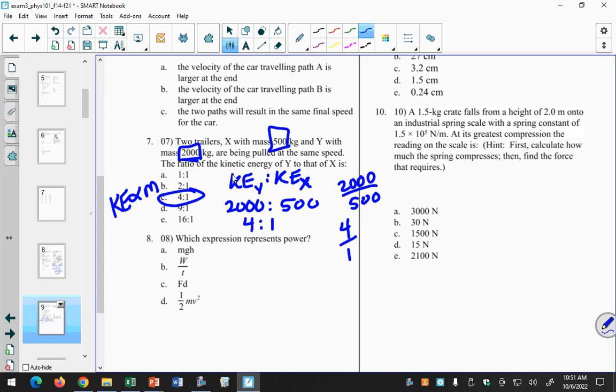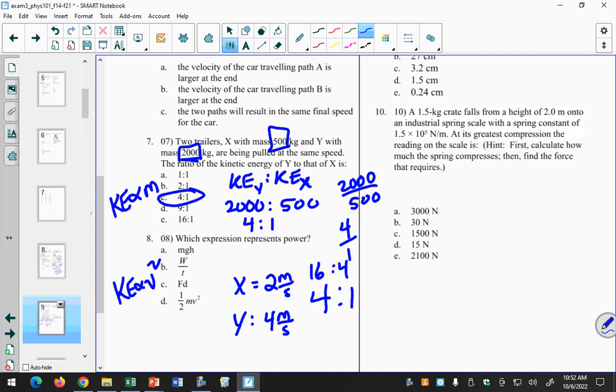Now, if it were speeds, say, for example, trailer X had a speed of 2 meters per second, and trailer Y had a speed of 4 meters per second, then would the ratio of KEy to KEx be 2 to 1? Right. Yeah, it's a quadratic relationship. So it's going to be a 4-to-1 relationship, because the kinetic energy is proportional to v squared. Do you square them and then relate them? Well, 16 to 4 is 4 to 1. Yeah, so you would say 16 to 4. That would be 4 squared to 2 squared, which is 4-to-1. Okay.